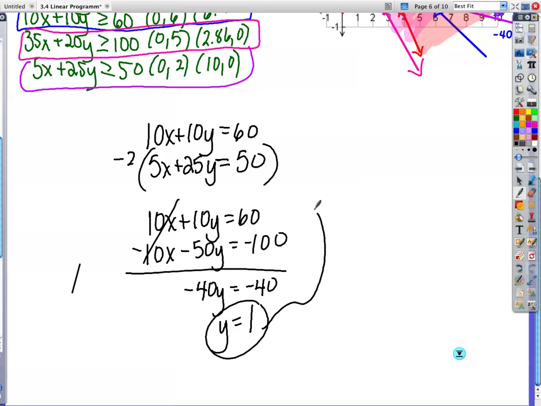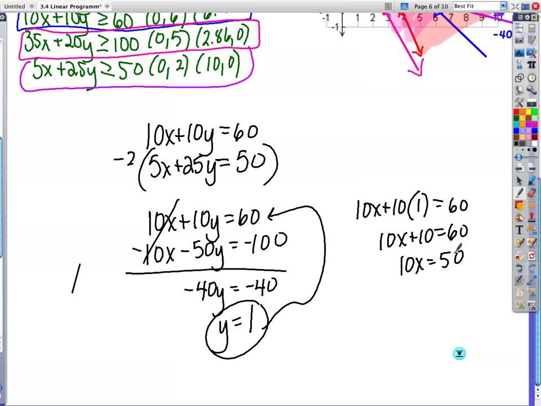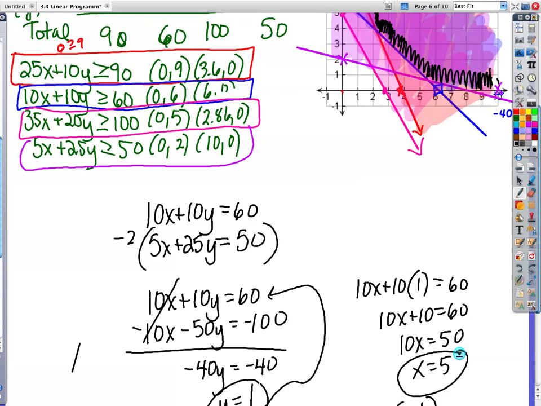Now I go back to this one, 10x plus 10y, but my y value is 1. Substitute in: 10x plus 10 equals 60. 10x equals 50 because I subtract 10 from both sides, and now x is equal to 5. So I have an intersection at 5, 1. I almost wrote 1, 5. Can you see why I might have made a mistake? So 5, 1.